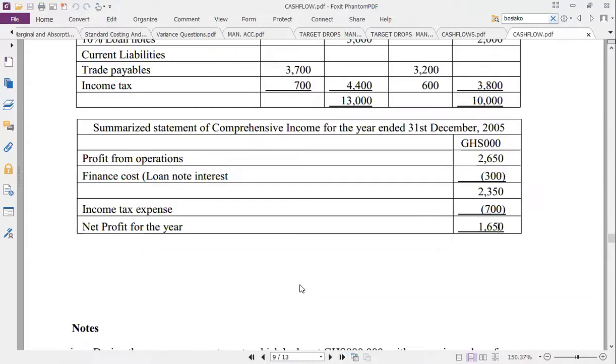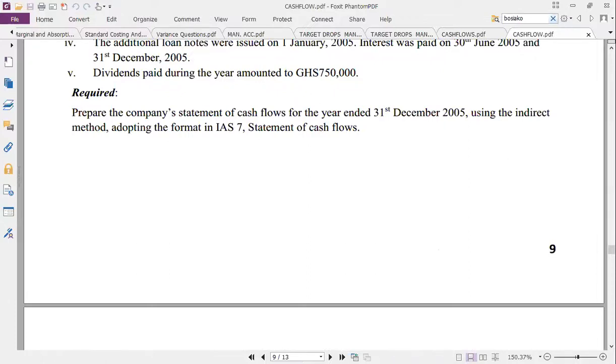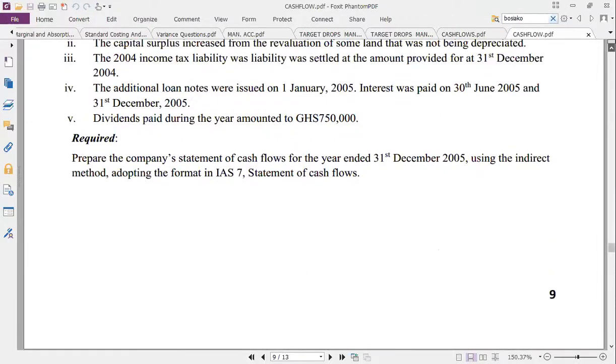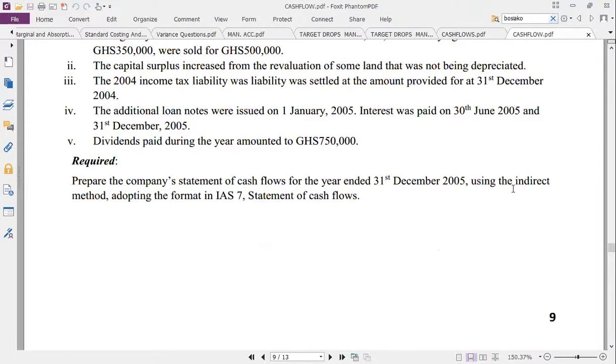Then note number 3. It states that the 2004 income tax liability was double counting, right? Yes, double counting. So let's take one off. So 2004 income tax liability was settled at the amount provided for at 31st December 2004. For this note, you don't need to touch it. It will be a confirmation.